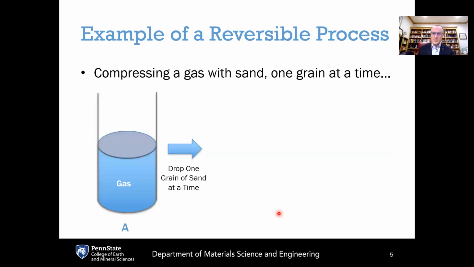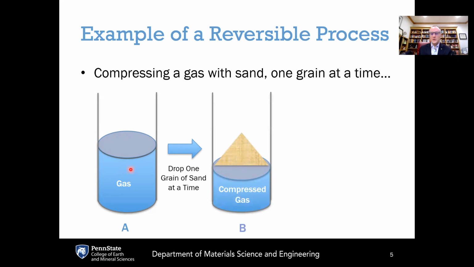What would be an example of a reversible process? Let's suppose that we have a gas here with this lid on it that can go up and down in response to pressure, and that we drop one infinitesimally small grain of sand at a time onto this to compress the gas, giving the system plenty of time to respond to that infinitesimal perturbation of the single grain of sand being put on top of it.